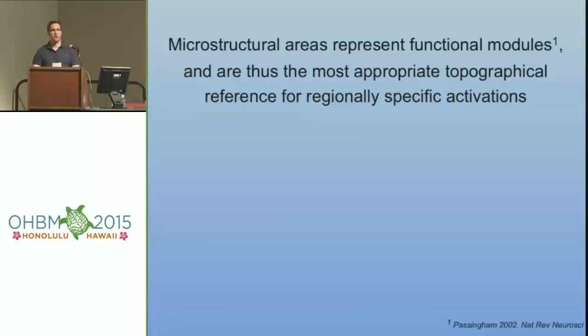And this is indeed what I would really present to you as the first and major take-home message: that microstructural areas represent the functional modules of the brain and are hence the most appropriate topographical reference for regionally specific activations. Now, what is a regionally specific activation? It should be anything that you measure in functional imaging, because the opposite of a regionally specific activation would be whole brain activation, and that's not something you're usually looking for.